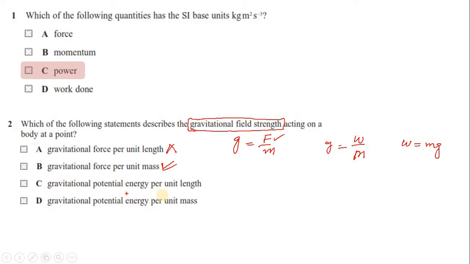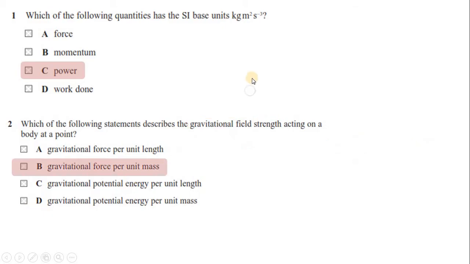Gravitational potential energy has nothing to do with energy, because this is gravitational field strength, so C and D cannot be your option. You will have to choose between A and B. So B should be your option. Force per unit mass, or you say the gravitational force per unit mass.